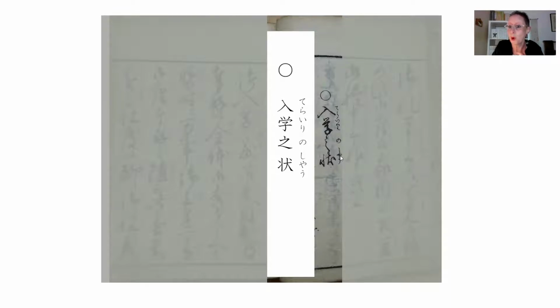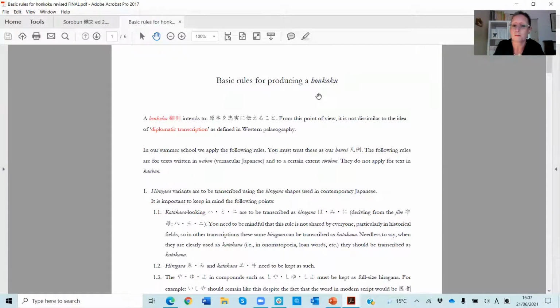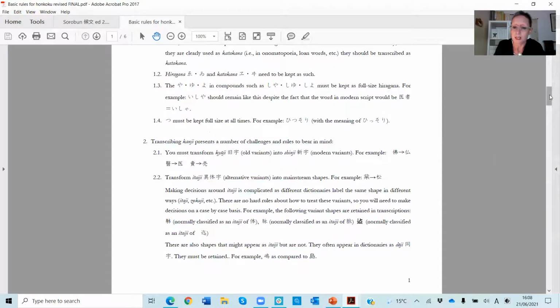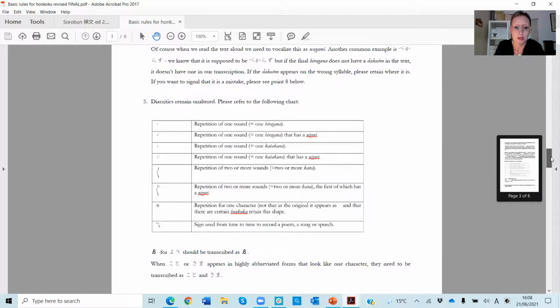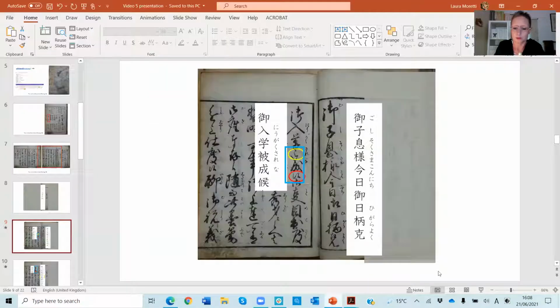Ya should be small in our thinking because it's jo, but it is transcribed as a big ya, and then we have u. As I said, I'm not going to really focus on this, but just to remind you that we are using our basic rules for producing a honkoku, which can be found on our website. And what I'm saying right now about the furigana can be found under the point on furigana. Okay, so this is just a quick reminder of that.